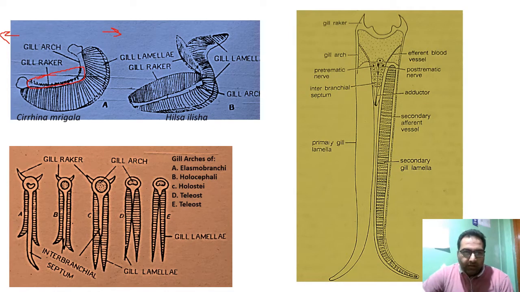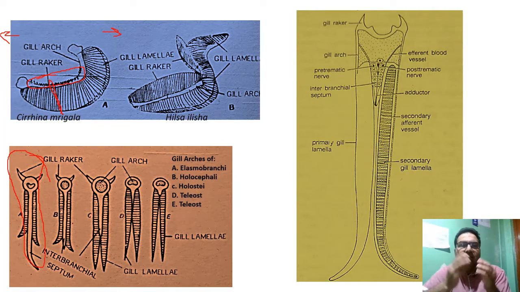When we take apart only one filament, one part along with the gill raker, it looks like this. This is called the holobranch, that is the complete one gill. This gill consists of the gill raker toward the inner side, whereas the gill filaments are toward the outer side. Now there is one confusion among the students: what are the gill filaments, what are primary gill lamellae, and what are the secondary gill lamellae.